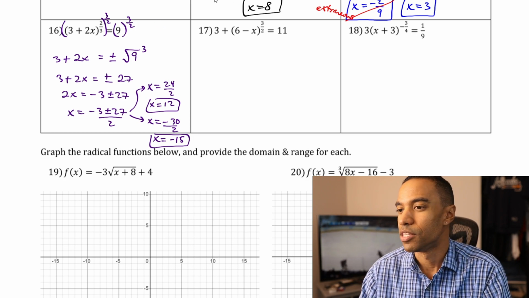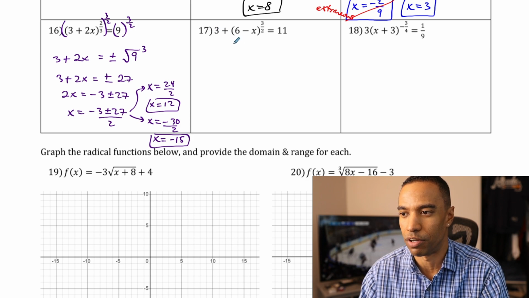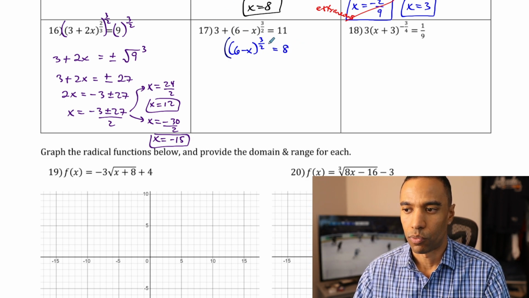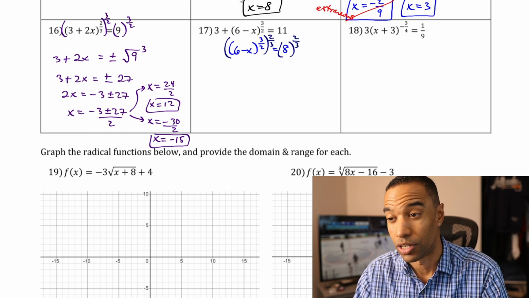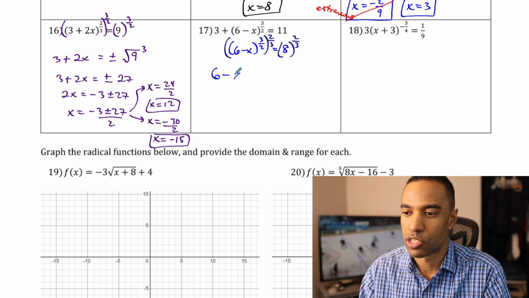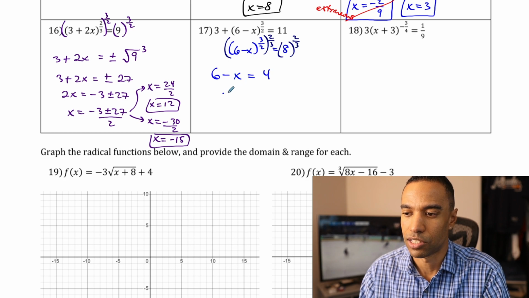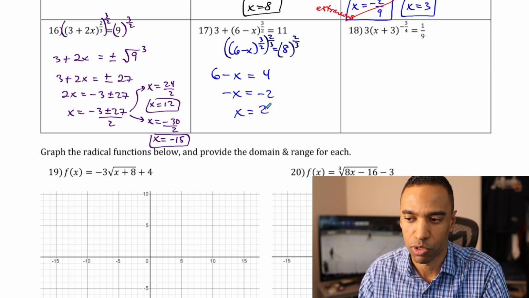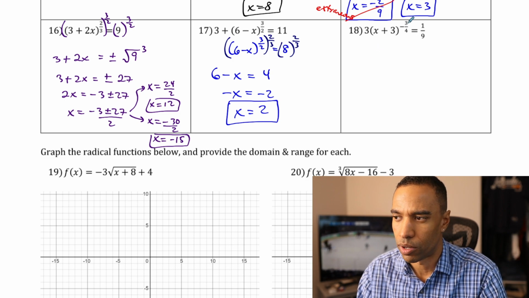So we move forward. This next problem here, we are going to isolate 6 minus x to the 3/2 power by subtracting 3 from both sides. So now we'll have 6 minus x to the 3/2 power equals 8. Now that it's isolated, we can raise both sides to the 2/3 power. This being an odd root, that's not going to be a plus or minus concern for us. So 6 minus x over here, cube root of 8 is 2, and 2 squared is 4. I can subtract 6 over, and we'll switch signs, multiply by negative 1, whatever. X equals 2, we're good. No extraneous things to be worried about here.